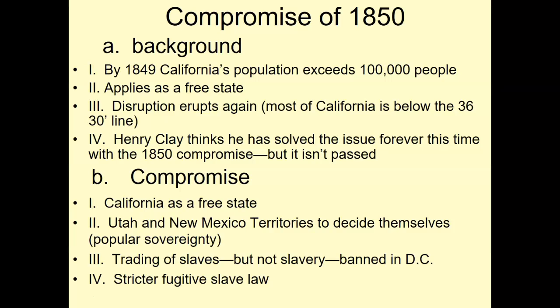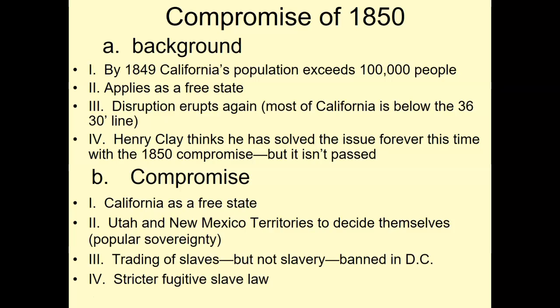Number 3, the trading of slaves, but not slavery. The trading of slaves, the closing of the slave markets, will take place in Washington, D.C. In other words, selling, marketing, and buying of slaves in Washington, D.C. is banned. Slavery is not outlawed, but the buying and selling of slaves is.